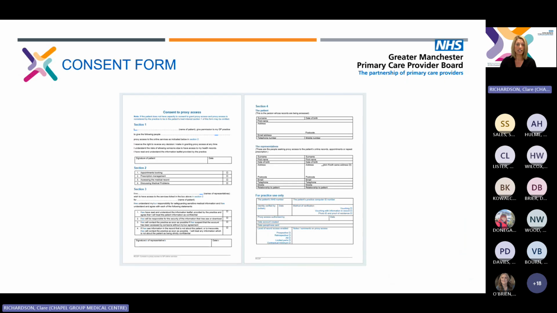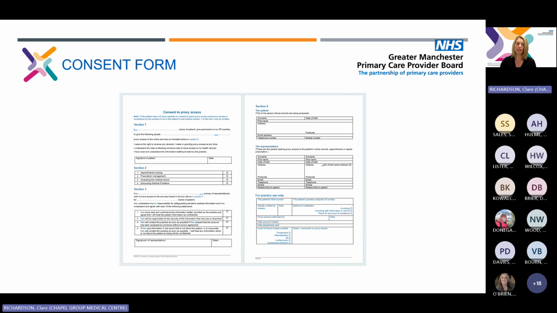So as I mentioned, this is the consent form. It's very small on here, but it's A4, two sides, and it asks for the patient's details, it asks what access they would like. So it's asking for consent, it asks for the patient and the proxy to sign. And then on the other side, there is information that the proxy will fill in. So add the name, their address, what relationship they are to the patient, date of birth, telephone number, email address. All this is really important because otherwise you can't set them up on the system.